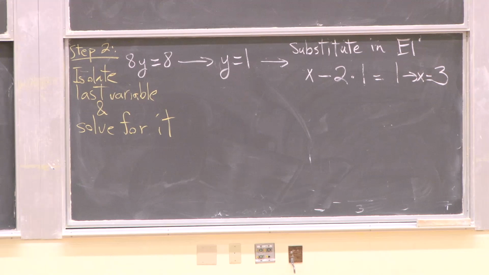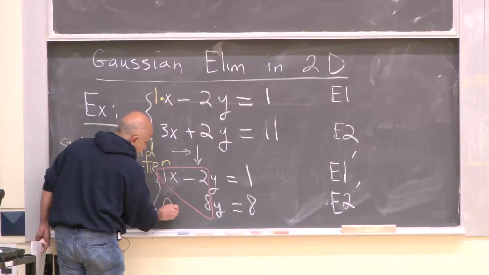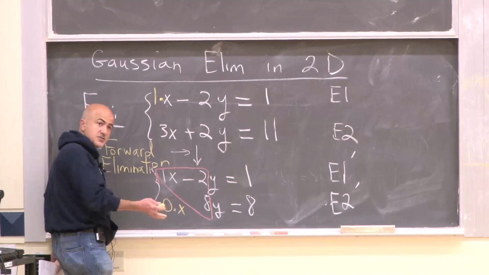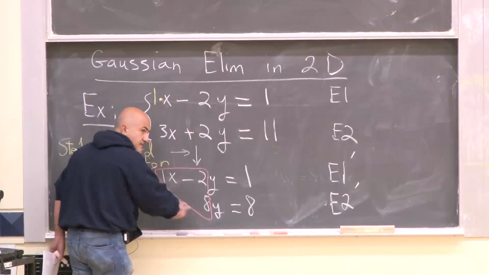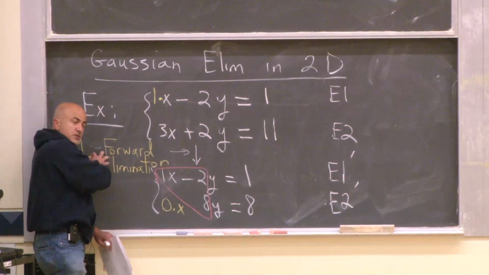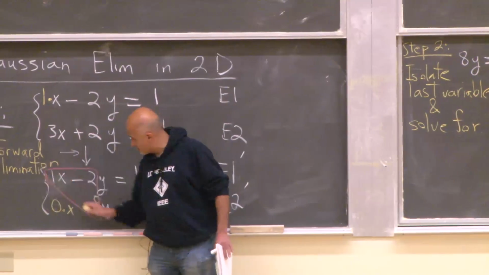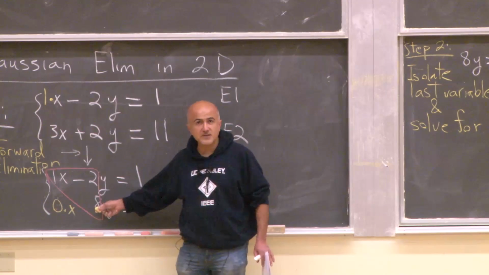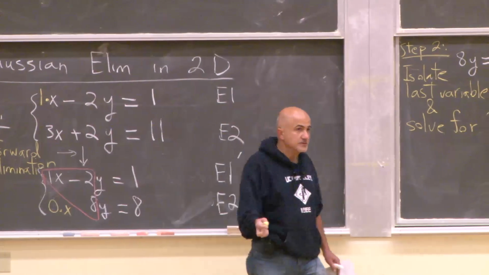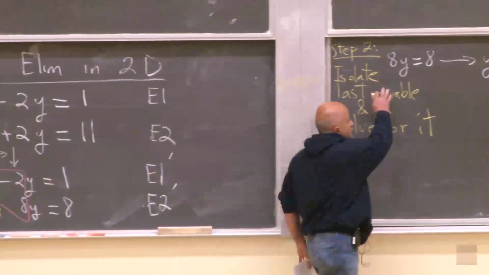Notice, if you look at the coefficients, they form a triangle. Everything below this main diagonal that I've drawn is 0. So there's a 0 times x here. If we had a larger system, then everything underneath that main diagonal, all the coefficients, would be 0. And that's what happens when you go through forward elimination, which I haven't described yet. So at the very end, since we end up with an upper triangular system, the last variable is the only variable in the last equation. And so it's isolated. We solve for it.